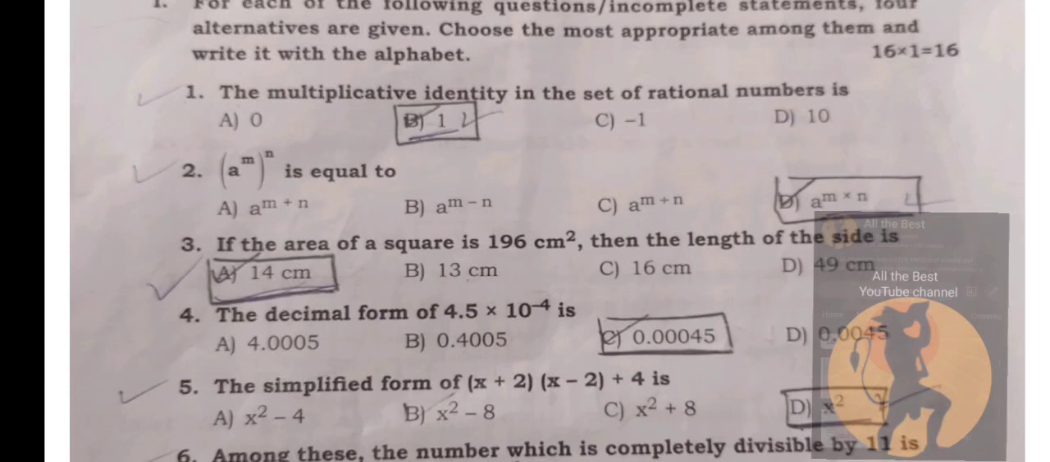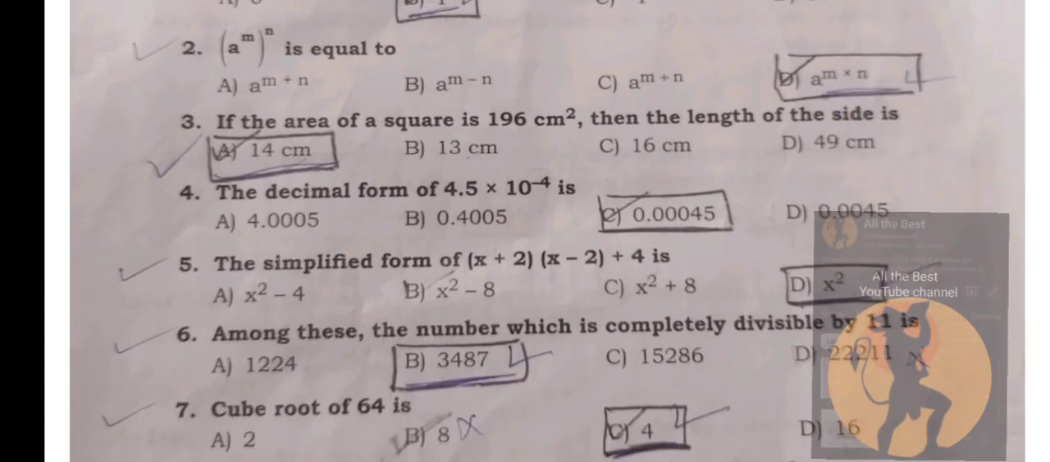So (a to the power of n) whole to the power of m is equal to, the right answer is option D, a to the power of m into n. The third question: if the area of a square is 196 centimeter square, then the length of the side is 14 centimeters.